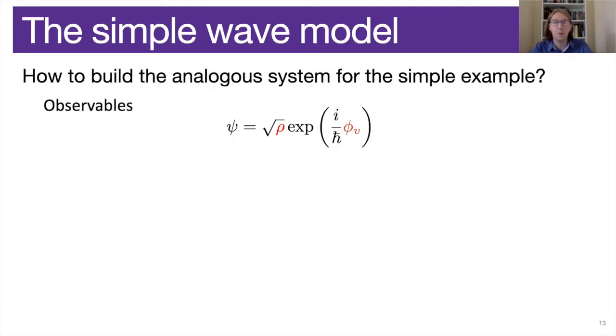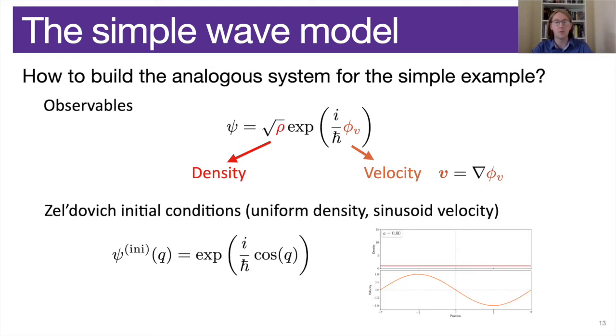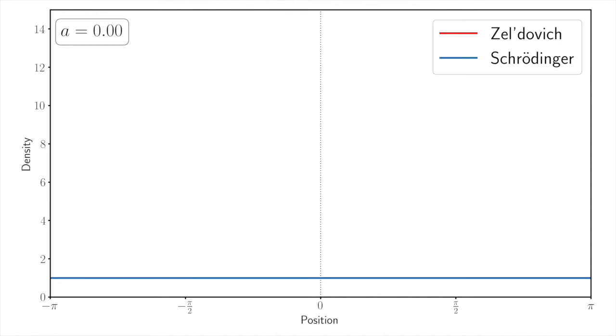So how should we go about building the wave analog to what we've just looked at in Zel'dovich approximation? Well, if we write the wave function in polar form, we can recover the density from its amplitude, and the velocity simply is the gradient of the wave function phase. So to build the analog system, we need an initial wave function with a uniform density and a sinusoid in velocity, which will then correspond to what we just looked at. This just looks like e to the i over h bar times the cosine of the initial position as our initial wave function, which we then let evolve according to the Schrodinger equation. We can now compare the densities of these 2 systems.